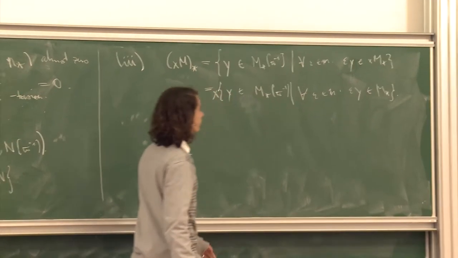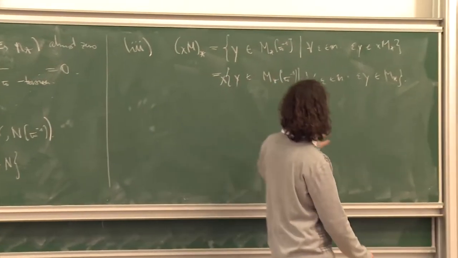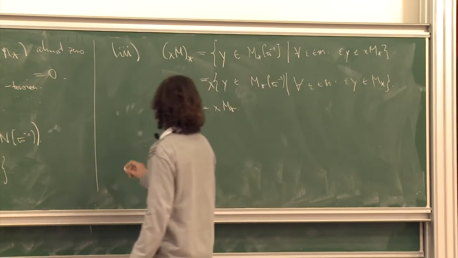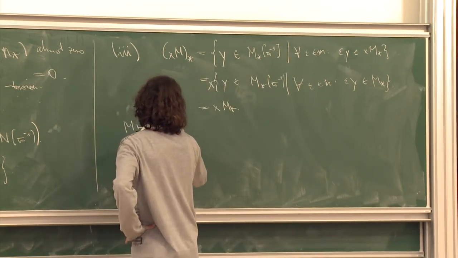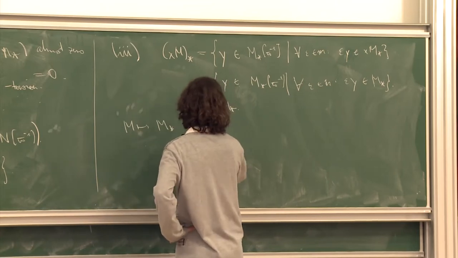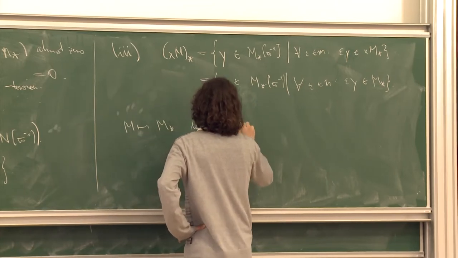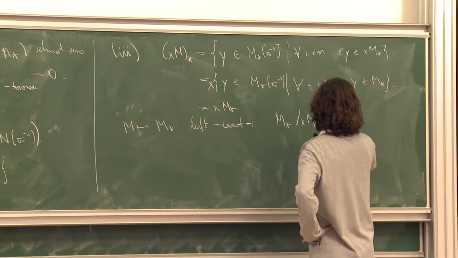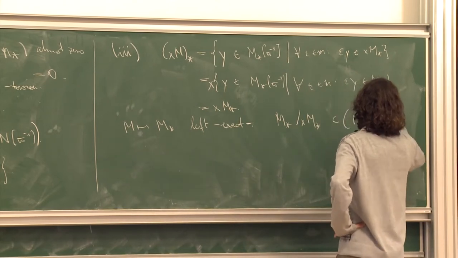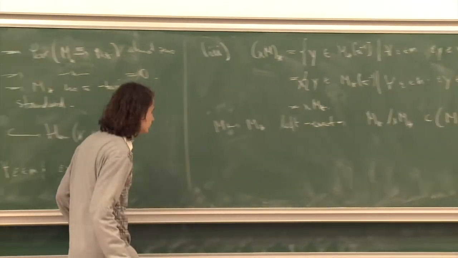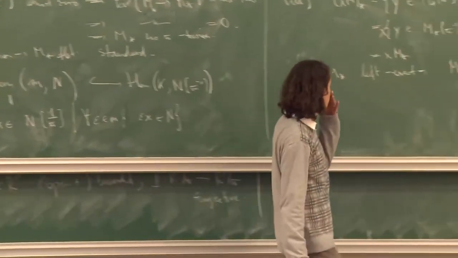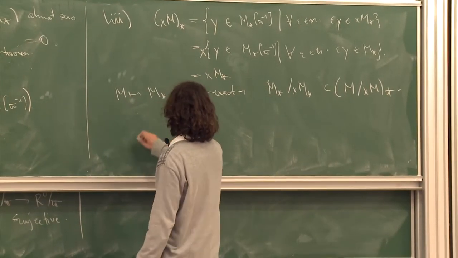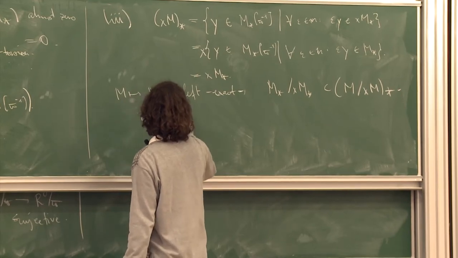But using what we proved in part 2 for the special case of n equal to m lower star, this is just x times m lower star. And because m maps to m lower star is left exact because it's right adjoint to something, we now get that m lower star modulo x m lower star lies in m modulo x m lower star. And the last assertion is left as an exercise.